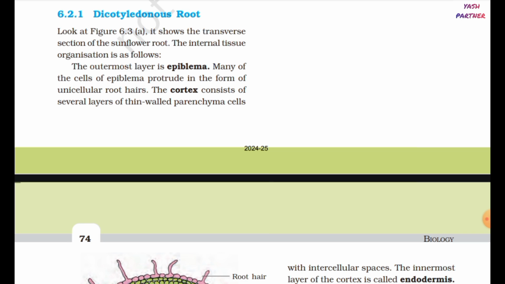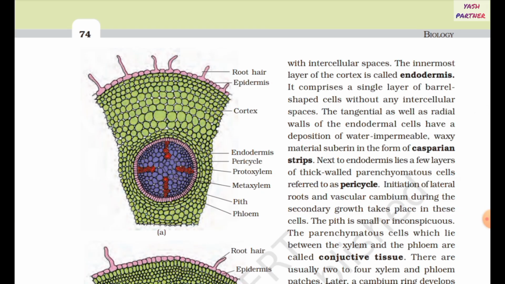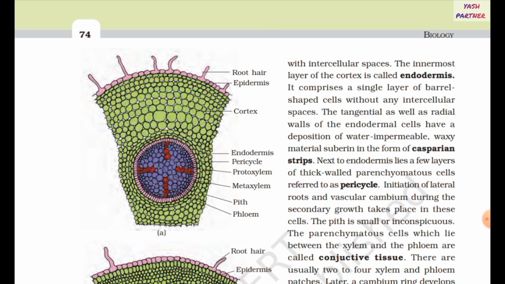The outermost layer is epiblema. Many of the cells of epiblema protrude in the form of unicellular root hairs. The cortex consists of several layers of thin-walled parenchyma cells with intercellular spaces. The innermost layer of the cortex is called endodermis. It comprises a single layer of barrel-shaped cells without any intercellular spaces. The tangential as well as radial walls of the endodermal cells have a deposition of water-impermeable waxy material, suberin, in the form of Casparian strips.